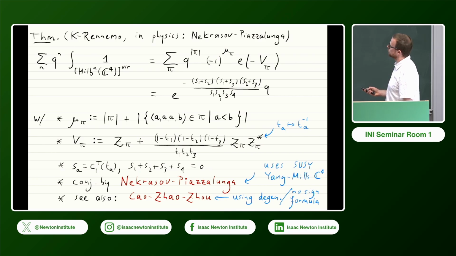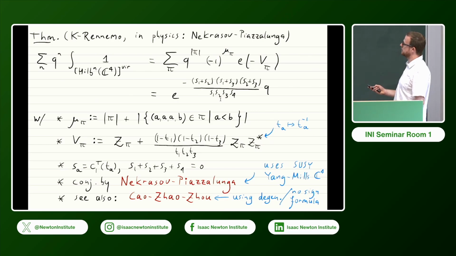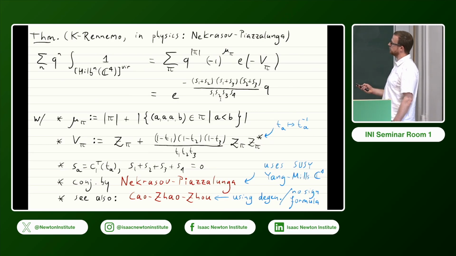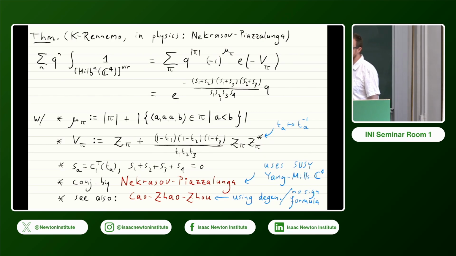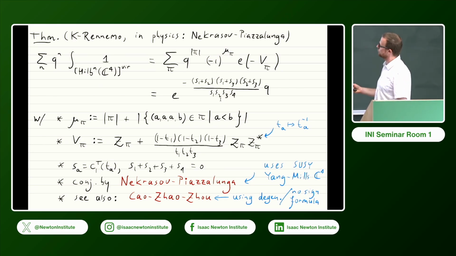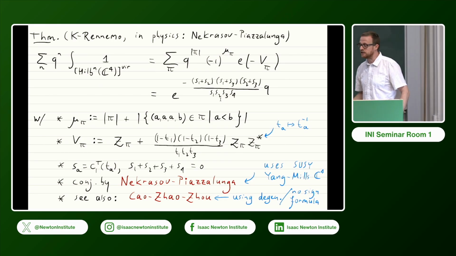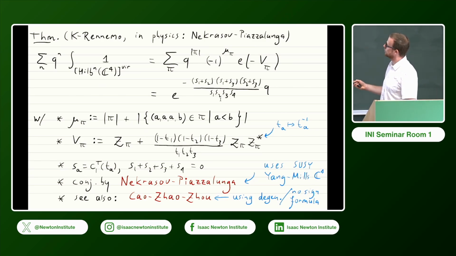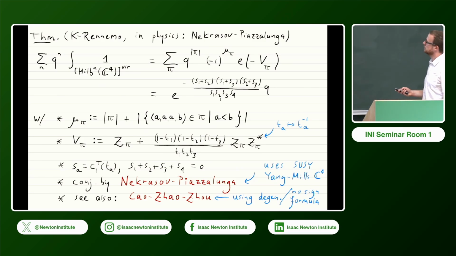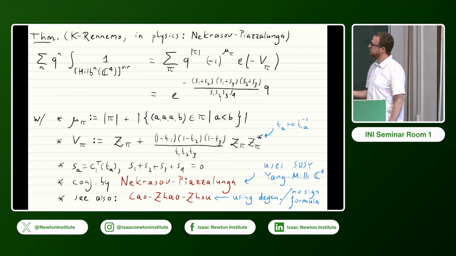And actually there's a closed formula in this case, which is the exponential of minus S1 plus S2, S1 plus S3, S2 plus S3, over S1, S2, S3, S4 times Q. So I'll explain this notation too. Actually, this talk is not about the second equality. To show the second equality requires an entirely different set of techniques. So this talk is about this first equality. But let me explain what's in this formula.